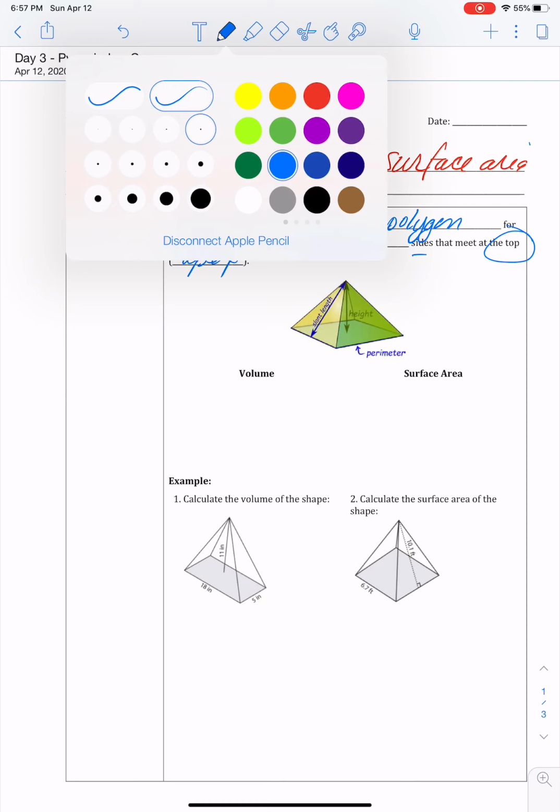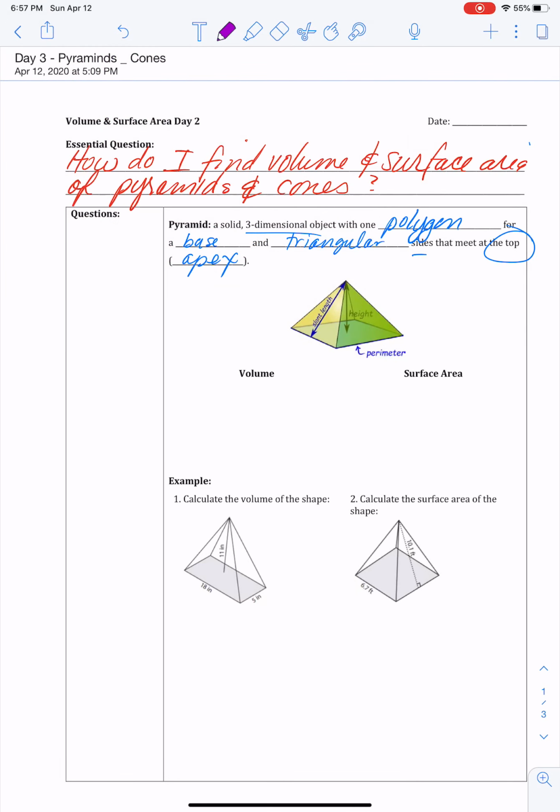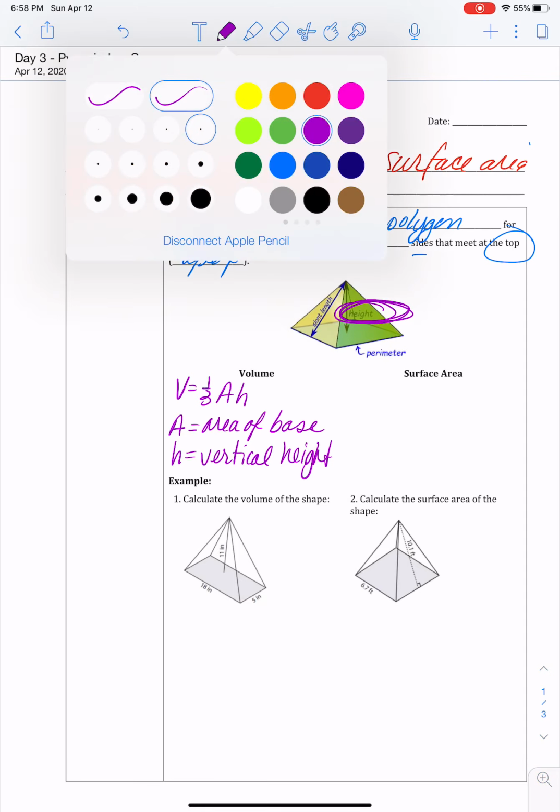So we're fortunate enough to have formulas for these. It makes it easier. Volume is 1/3 the area of the base times the vertical height. Again, A equals the area of the base. So think about why I wanted you to learn what cross sections were. And H equals vertical height. So the vertical height is up here in this pyramid. That's important because the other kind of height, slant height, is in our other formula.